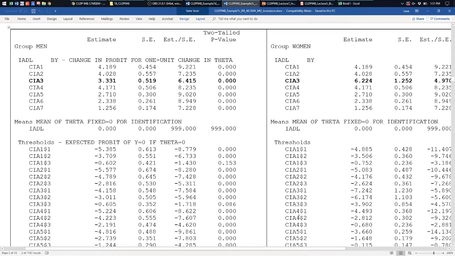Why are these numbers so big? Why do I have loadings of like 4 and 6? What metric are these in? Close. Probits, yes. Probit is logit divided by 1.7. Logits are scaled to have a residual variance of 3.29. Probits are scaled to have a residual variance of 1. But yes, they're in this sort of transformed space.